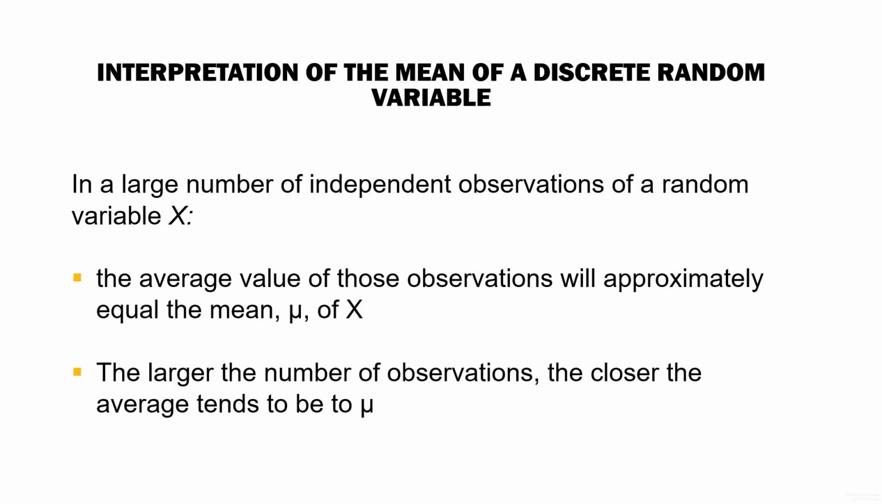So let's interpret the mean of a discrete random variable. In a large number of independent observations of a random variable x, the average value of those observations will approximately equal the mean mu of x. And the larger the number of observations, the closer that average tends to be to mu. So this means that the mean of a random variable can be considered the long run average value of the random variable in repeated independent observations.